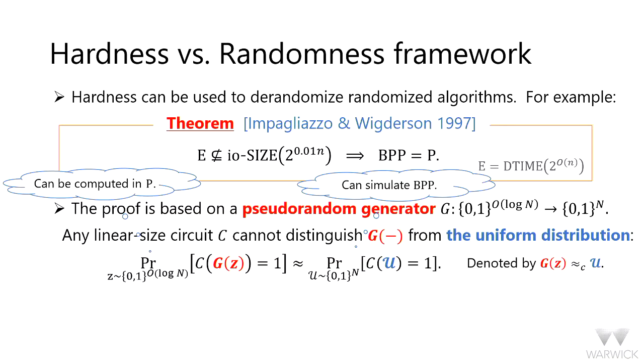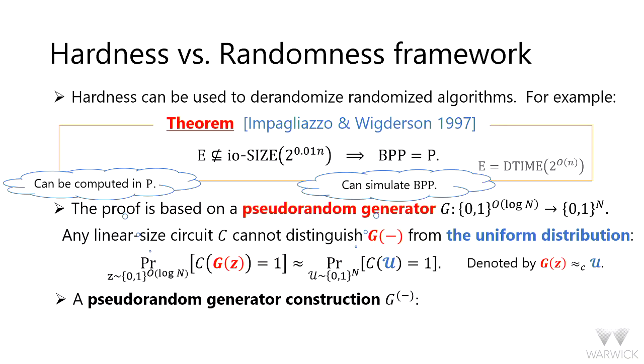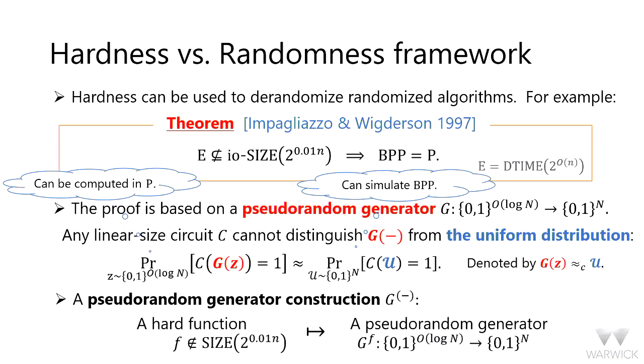The proof technique is often quite general, and not only a pseudorandom generator, you can actually get a pseudorandom generator construction, which plays an important role. A pseudorandom generator construction is this: given any hard function f, which cannot be computed by small circuits, you can, in general, convert it into a pseudorandom generator G^f. That's a pseudorandom generator construction.